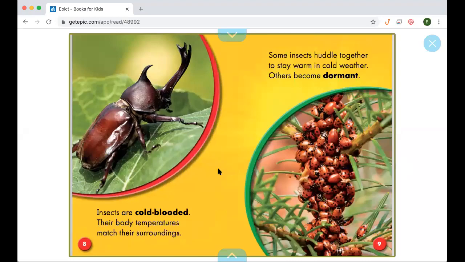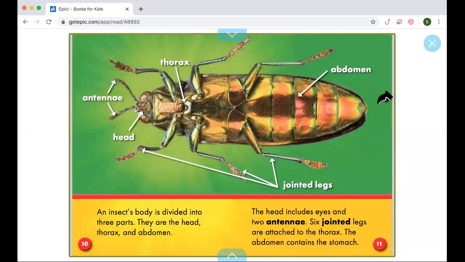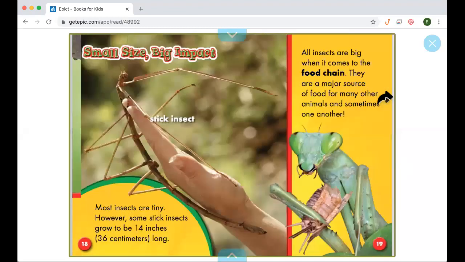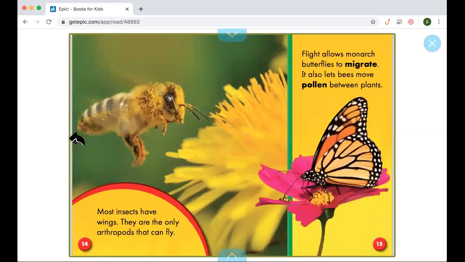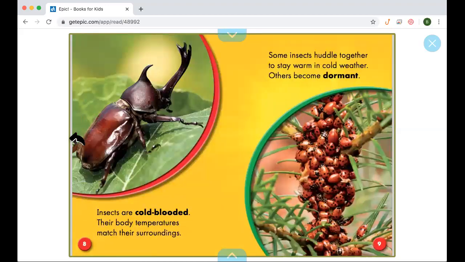Insects are cold-blooded. Their body temperature matches their surroundings. So we just learned about amphibians, and remember, amphibians were cold-blooded too, and so are reptiles. Some insects huddle together to stay warm in the cold weather. Others become dormant. So let's see what it means when some insects can become dormant in the winter. That means they become inactive. So they're not moving around like they used to in the winter.